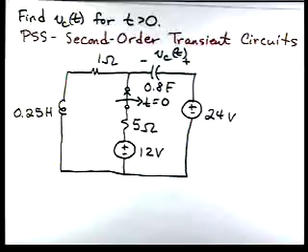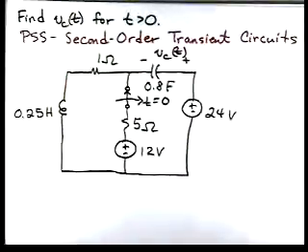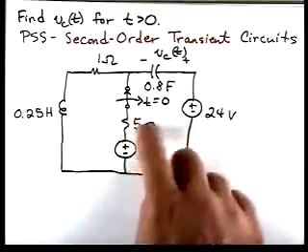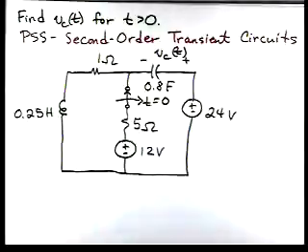In this problem, we're going to find VC of t for t greater than 0, and we're going to be utilizing the problem-solving strategy entitled second-order transient circuits. And if we look at our circuit, when the switch opens, it doesn't remove either the capacitor or inductor in the circuit, so that's why we're going to have a second-order circuit in this case. So the switch opens at t equals 0.